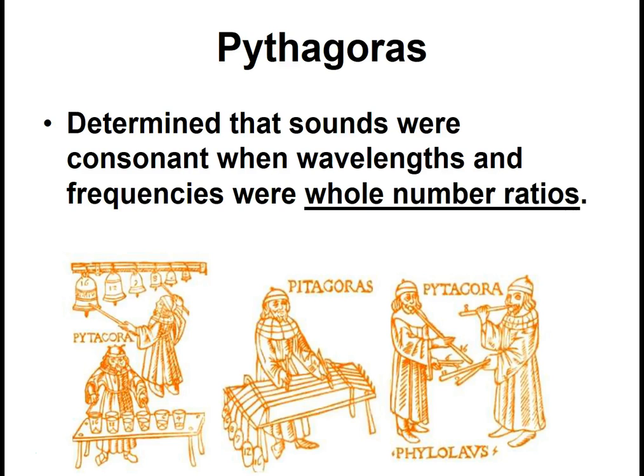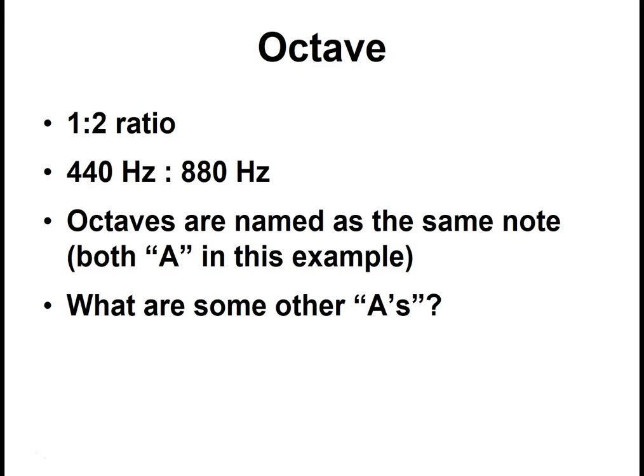So what Pythagoras noticed is that when he played notes that were whole number ratios to each other, the sounds sounded consonant, they sounded pleasing. So for example, if he had one string a certain length and another string exactly double that length, it would sound nice. So let's look at how that affects modern music.